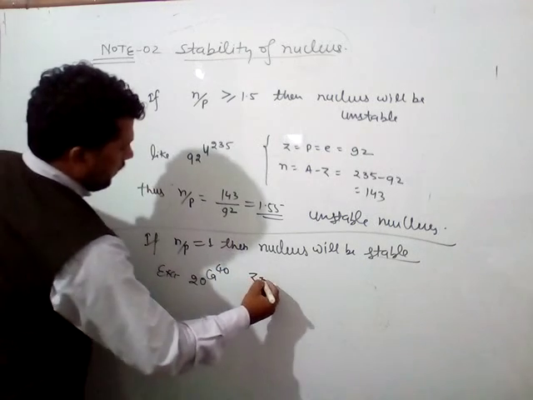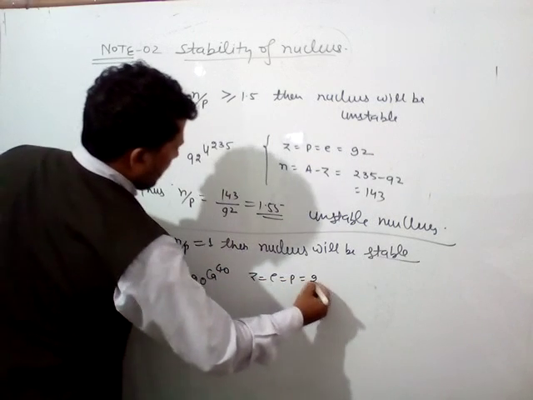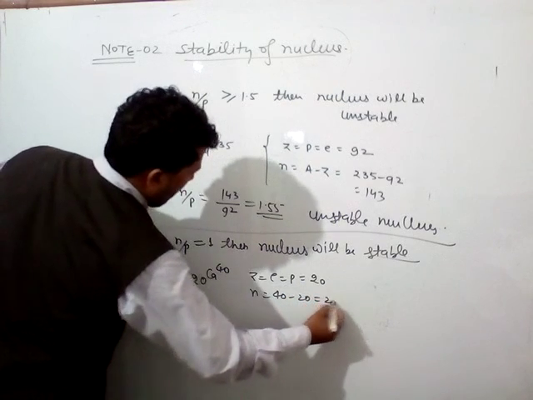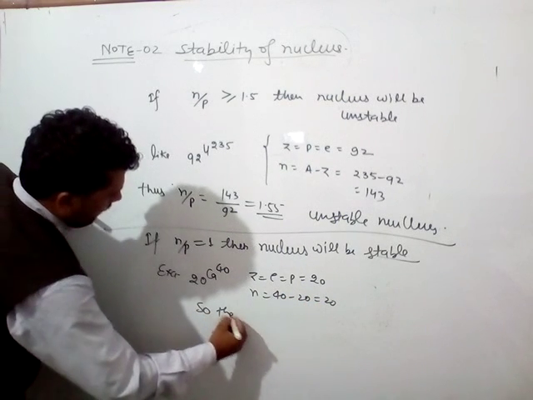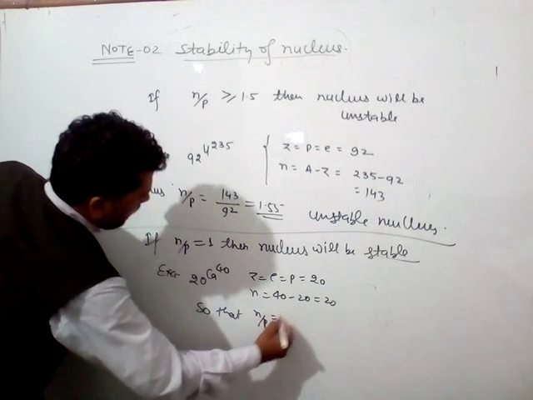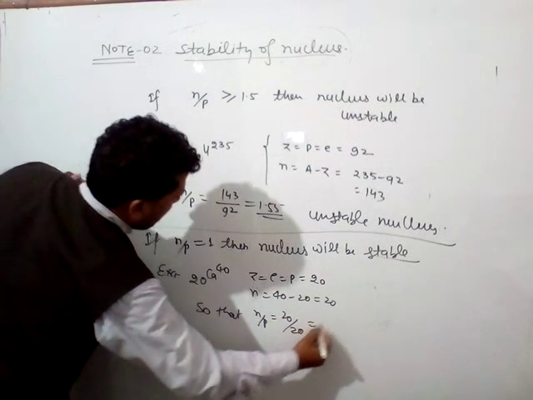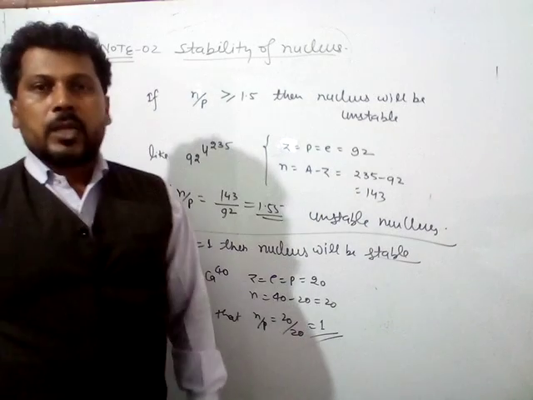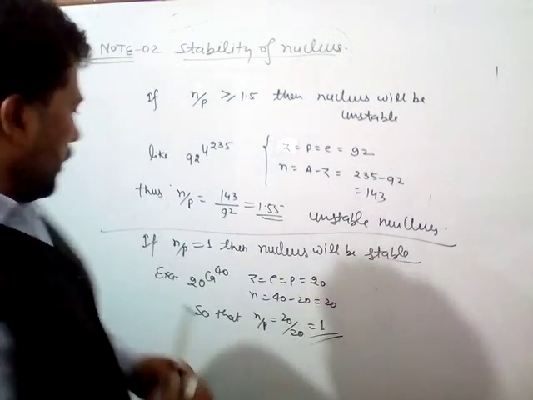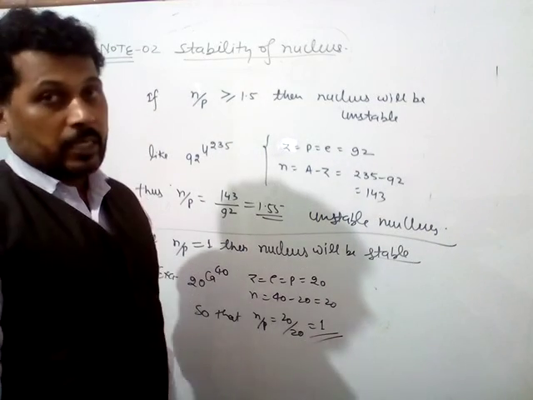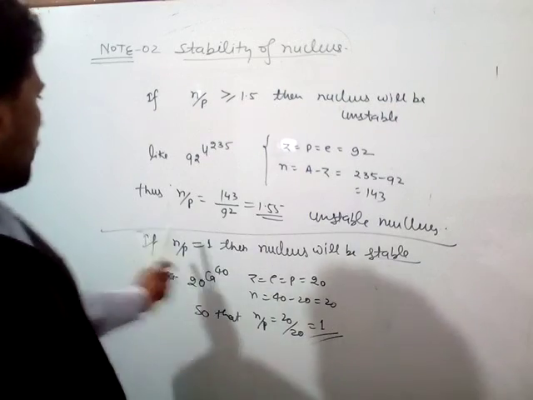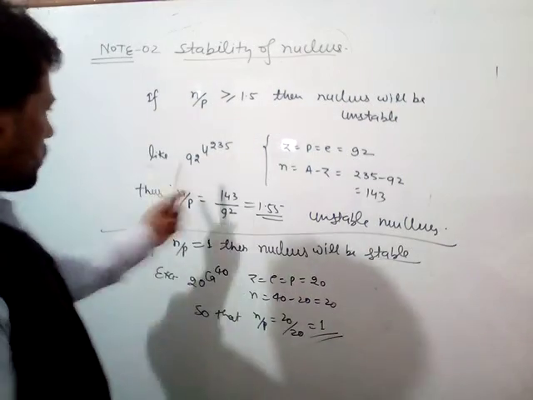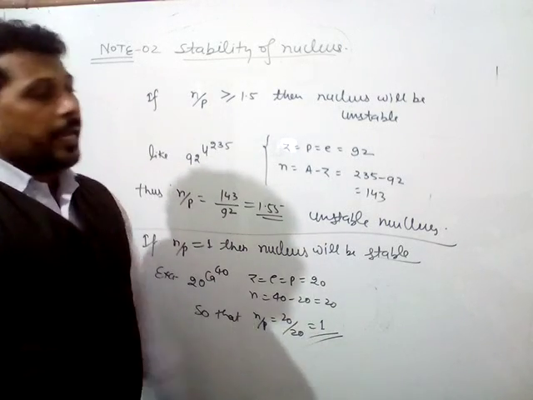For this, Z, the value of electron and proton, is 20 and N equals 40 minus 20, that is 20. So N by P is equal to 20 by 20, that is 1. So we can say that this is a stable nucleus. So the nucleus of the calcium atom is stable and the nucleus of the uranium atom is unstable. So in this way we can determine the stability of any nucleus.